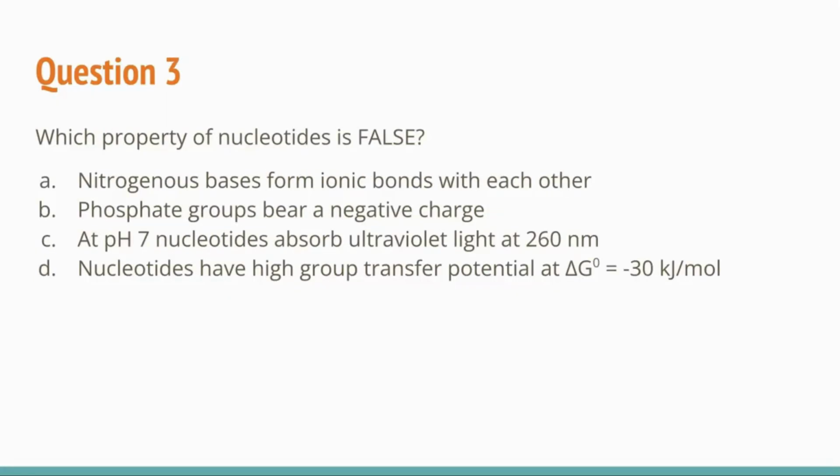Question 3. Which property of nucleotides is false? Nitrogenous bases form ionic bonds with each other. Phosphate groups bear a negative charge. At pH of 7, nucleotides absorb ultraviolet light at 260 nanometers. Nucleotides have high group transfer potential at delta G equals negative 30 kilojoules per mole. And the answer is A. Nitrogenous bases form ionic bonds with each other. That is false. They actually form hydrogen bonds with each other.